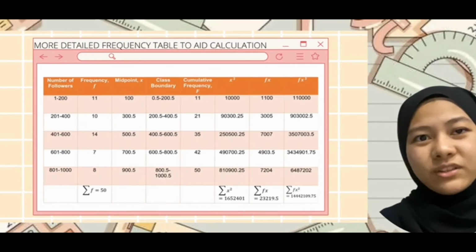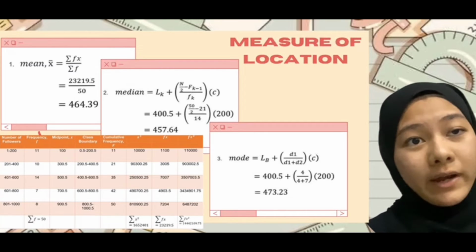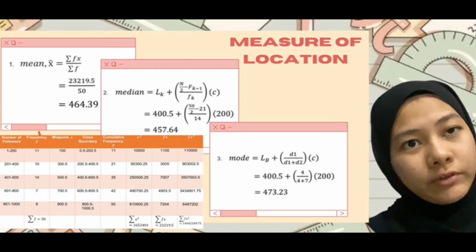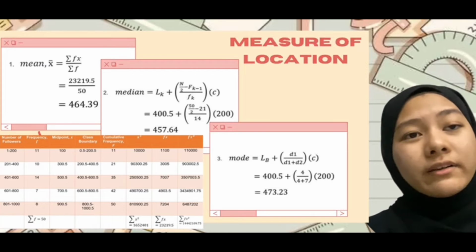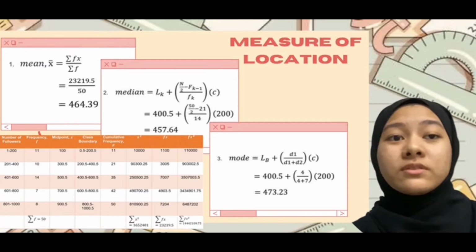This is the table I've created to aid the calculation. Since this is grouped data, the formula for mean is the summation of frequency multiplied by midpoint for each class, divided by the summation of frequency. And I got 464.39. Then, to calculate median, I'll be using the formula shown.